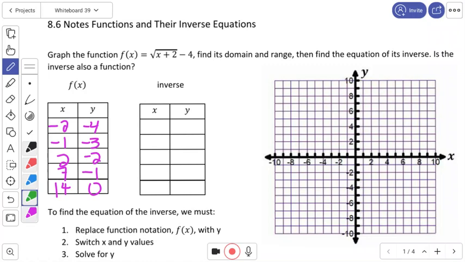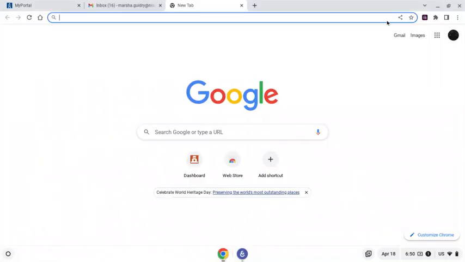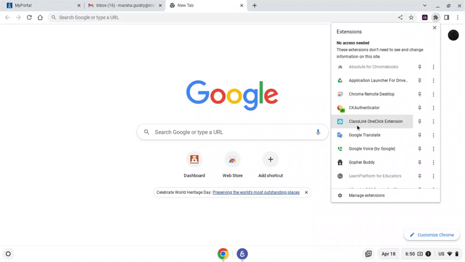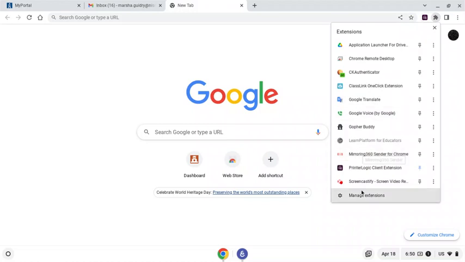Now, in order to find our inverse points, remember, all you're going to do is switch your x and y values. So we have the points (-4, -2), (-3, -1), (-2, 2), (-1, 7), and (0, 14). So what is this going to look like when we graph these values?